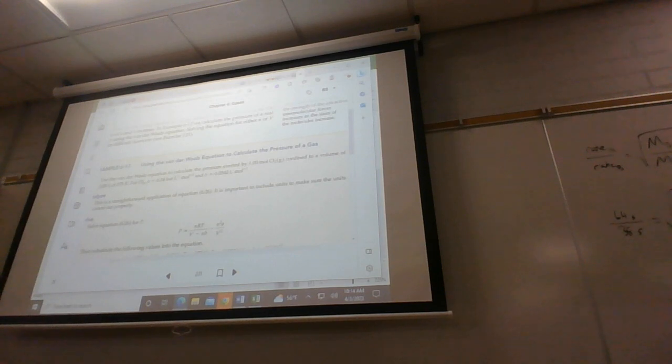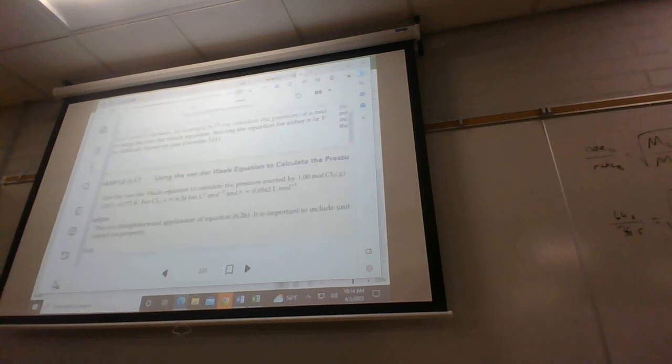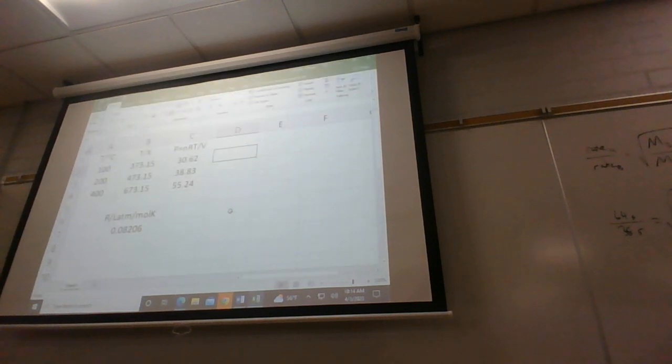They did a volume of 2 liters. I did a volume of 1 liter. That's all right. They did 1 atmosphere or 1 mole. That's good. Okay, A is equal to 6.34 bar liter squared per mole. And so let's go ahead and plug that in. 6.34 bar liters squared moles to the minus 2.